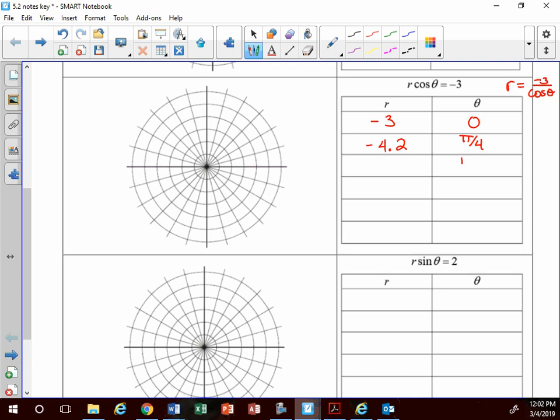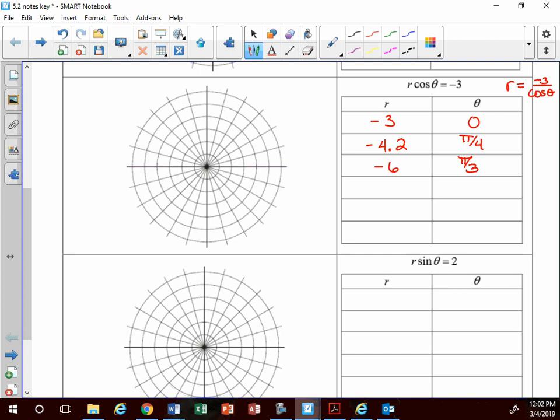And you do not need a calculator for this one. What's r going to be if theta is pi over 3? You guys did just take a trig quiz, right? You should know these things. Negative 3 over 1/2 is negative 6. Okay.